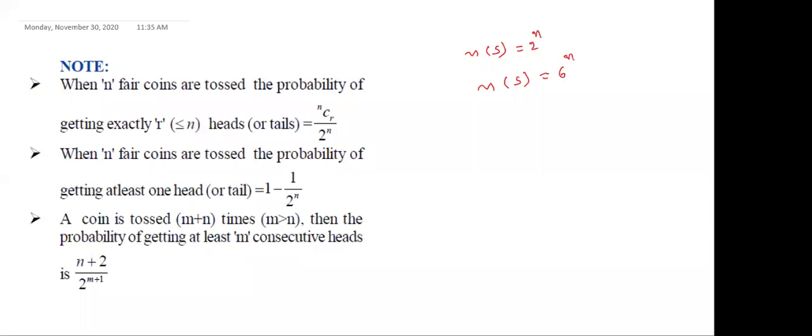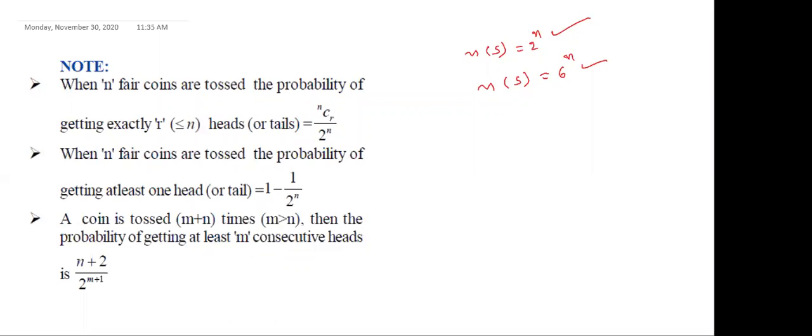If n coins are tossed one time or one coin tossed n times, the number of sample points n of S is equal to 2 power n. If one die is rolled n times or n dice are rolled one time, the number of sample points is equal to 6 power n. I think all of you understood now.